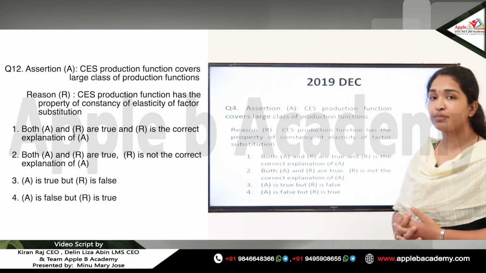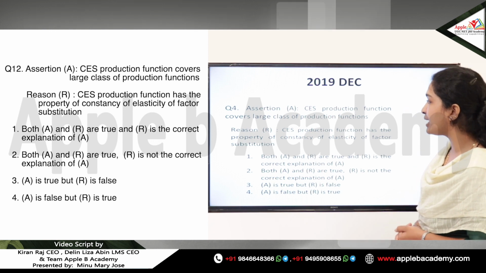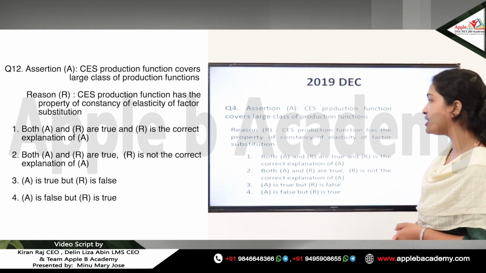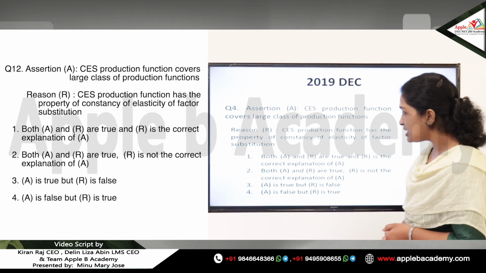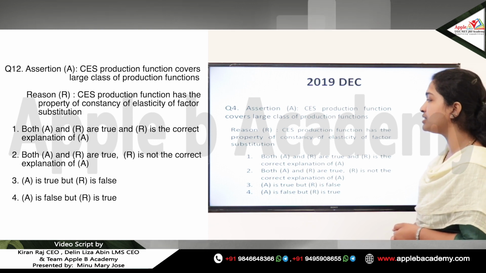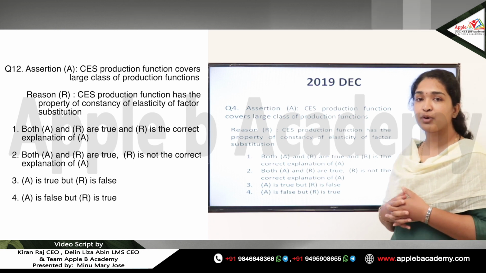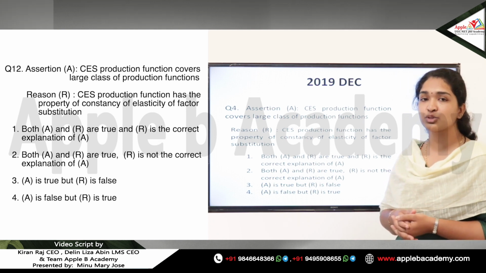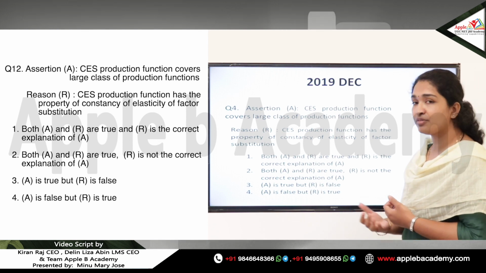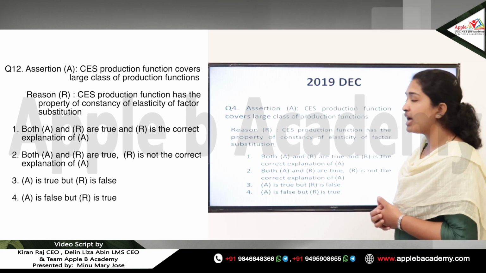Now, this is a question from 2019 December. This is again an assertion reason type question. The assertion is: CES production function covers a large class of production functions. The reason is: CES production function has a property of constancy of elasticity of factors of production. So this is also a production function almost similar to the Cobb-Douglas production function, though we can see some of the properties in the following slides. So we have to find which statements are true.